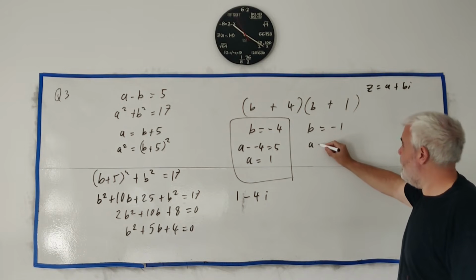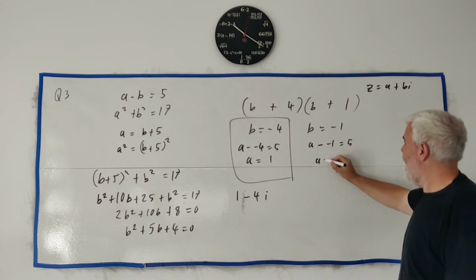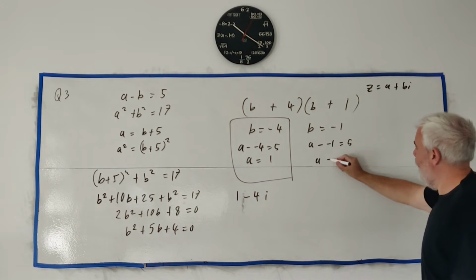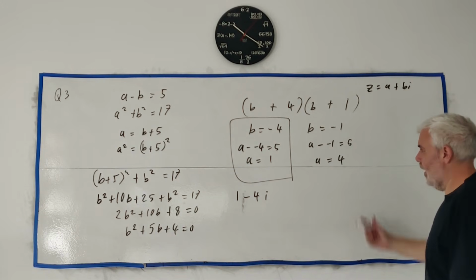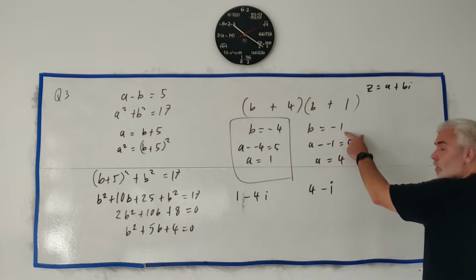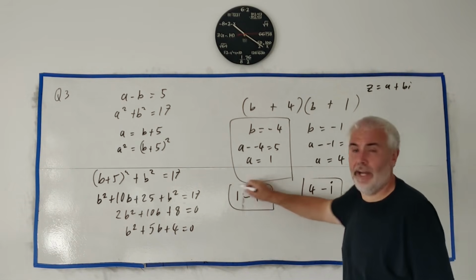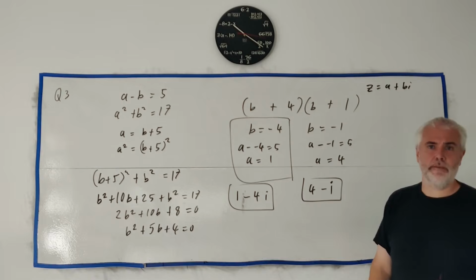On this part, A minus 1 is equal to 5. A will equal, plus 1, will equal 4. Combine them: 4 minus i, minus 1i. These are your two answers to question 3.